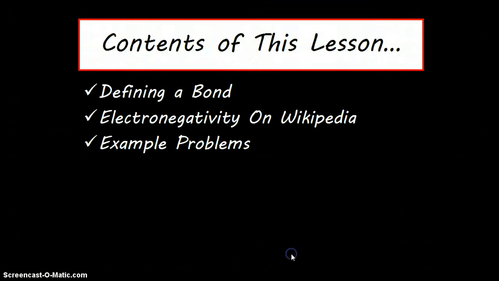Today's lesson is an introduction to chemical bonding. In this particular lesson, we will start off by defining a bond and what it means to be bonded to another element. To illustrate this concept, we're going to use a concept known as electronegativity, and we'll use Wikipedia just to show you where this comes from. And then we will do a few example problems illustrating how you can determine what type of bond you have.